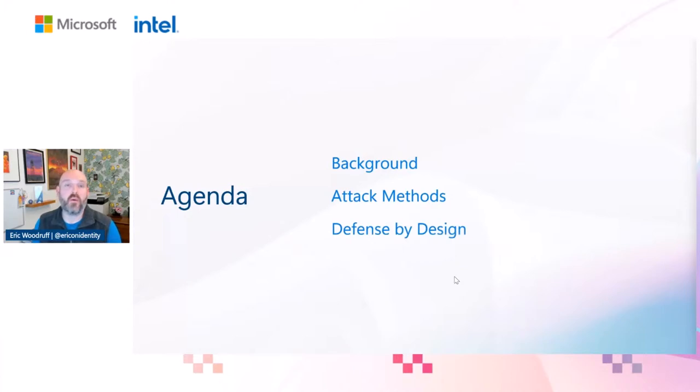So for today's agenda, we're going to set the stage with the background, talk about tier zero a little bit, the enterprise access model, and see how these things relate to these attacks. And as far as the attack methods go, we have two that we're going to be exploring today within Azure. And then we're going to talk about how we can design a defense for these things. In particular, the attacks are really based on how an environment is architected from a privilege perspective. And so we have ways to mitigate these things and ensure that an attacker does not use them.